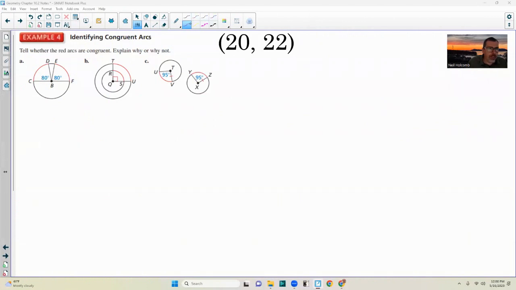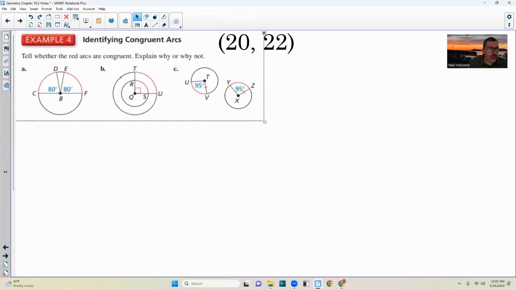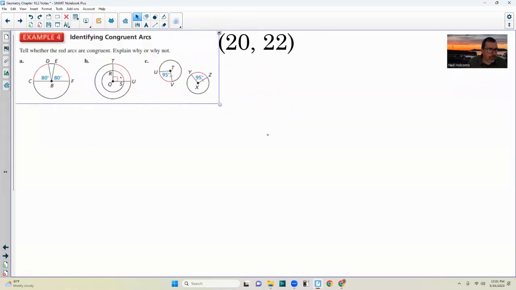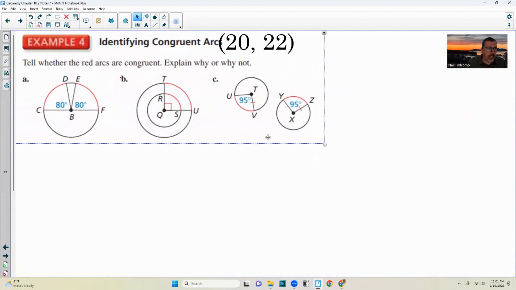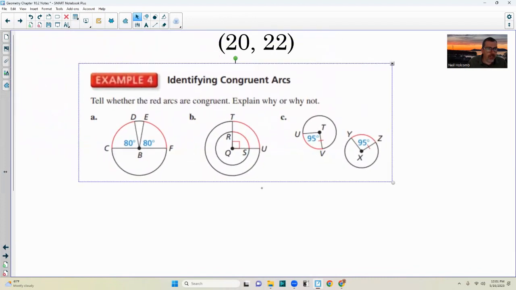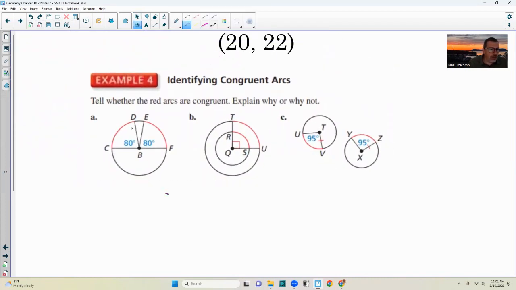All righty, here we go. Example 4. Tell whether the red arcs are congruent. Explain why or why not. So let me enlarge these. Okay, so let's bring this out like so. Let's make this a little bit larger. There we go.